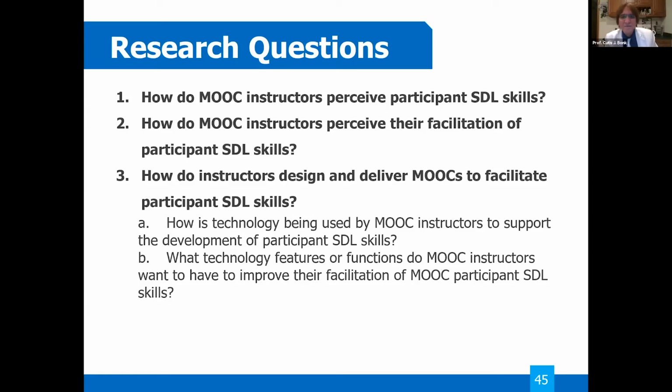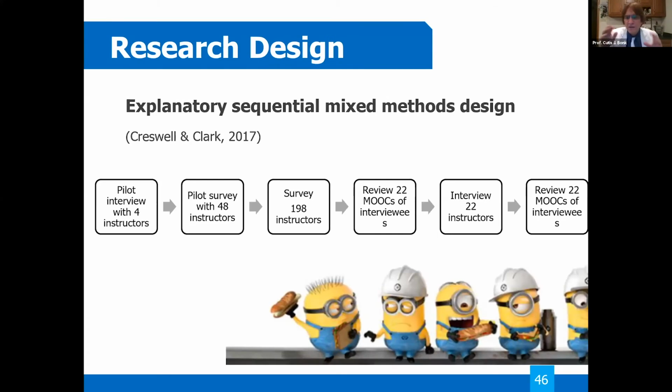Yeah. So number 3 is how do the instructors design and deliver the MOOCs to facilitate SDL skills? Do they rely on certain technologies and technology features and functions? Does it support learners in different ways? You know, so we asked something about the technology tools as well. Again, Mena will walk us through the study design.